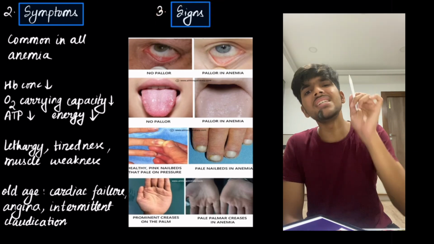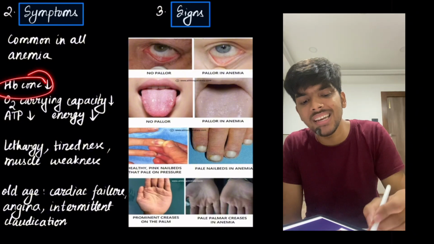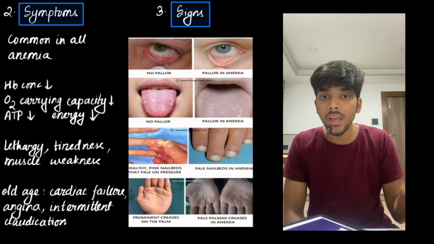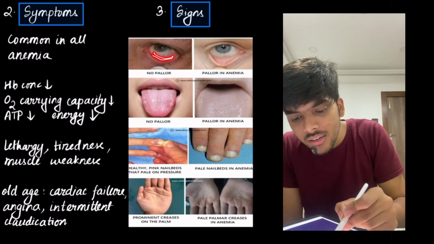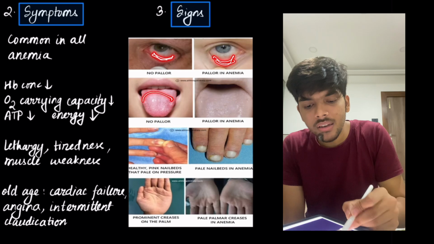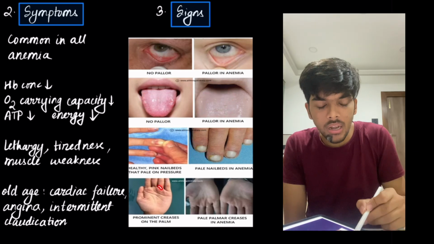Signs: the most important sign is paleness or pallor, because there is decrease in hemoglobin concentration. At which sites do you see pallor? So you see pallor in conjunctiva, you see pallor in tongue, you see pallor in nail bed, you see pallor on palm.